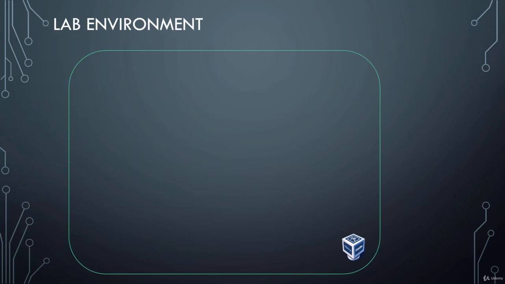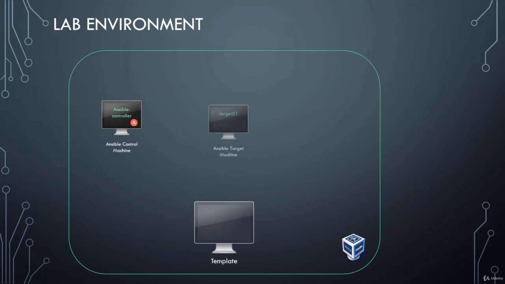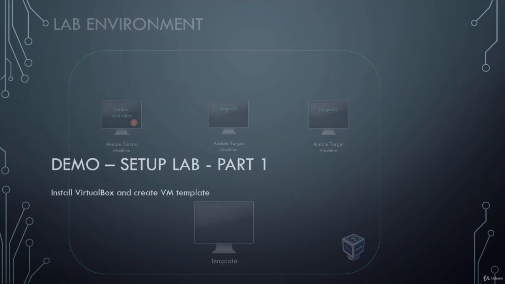So this is what we plan to do. We will first install Oracle VirtualBox on our laptop, and then we'll create a template system based on the CentOS operating system. Once we create the template, we will be able to easily create multiple virtual machines as required from that template. For the purpose of this lab, we will first create an Ansible control machine from the template, and then we will move on to create two other machines which will act as the target machines for Ansible to perform configuration changes on.